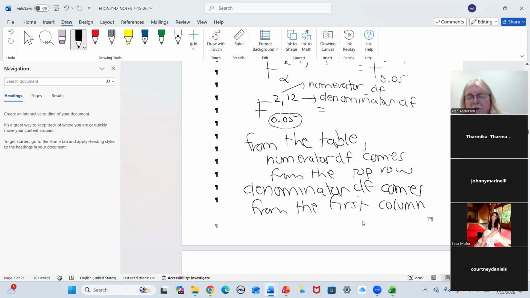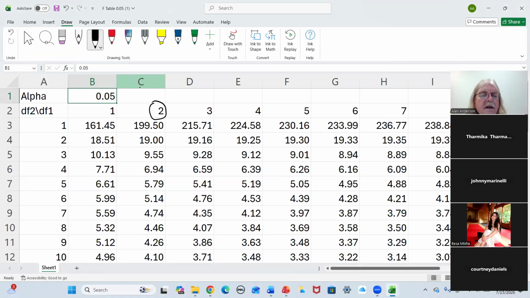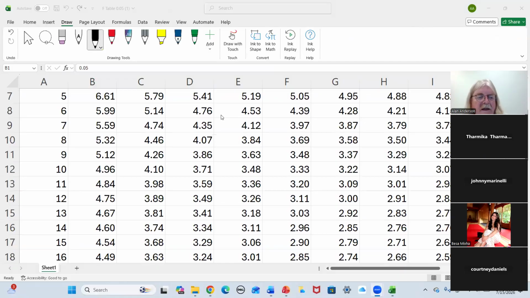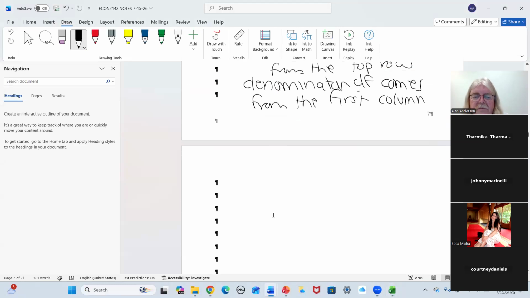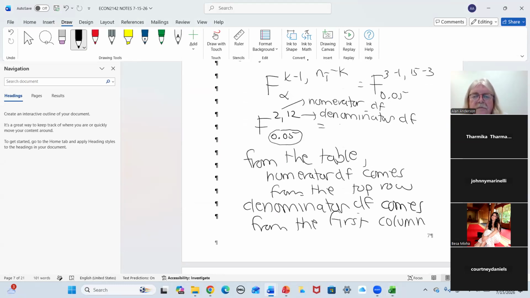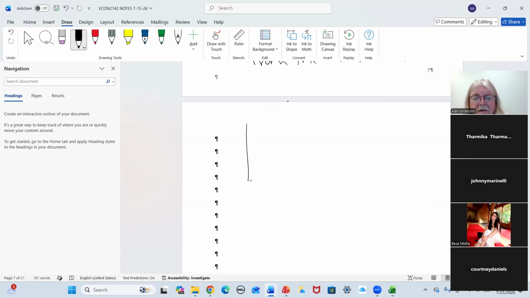So let's take a look. 2 and 12. Making sure that you've got the right table in the first place. We have 2 numerator degrees of freedom here, 12 denominator degrees of freedom right here. So where do they intersect? Right here. Okay, this is the column with 2 numerator degrees of freedom. So that means our critical value is 3.89. Anything to the right that is larger than that means we will reject the null.